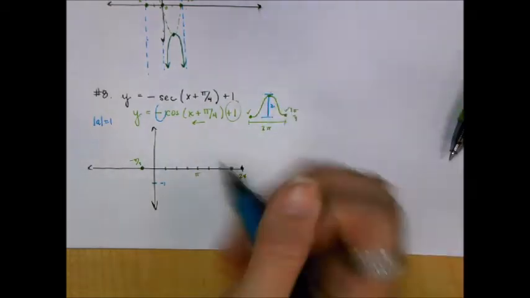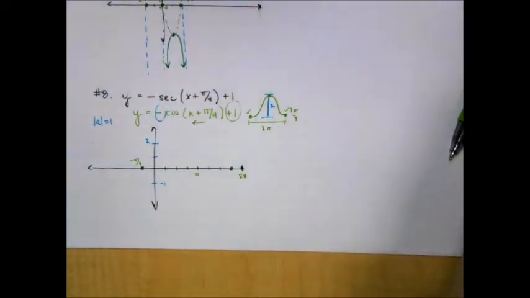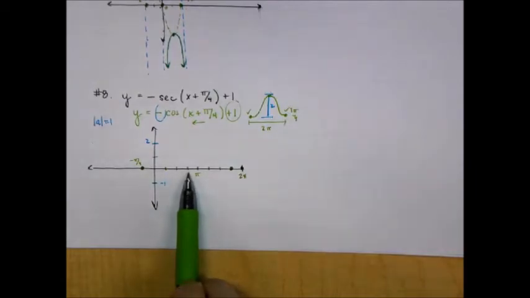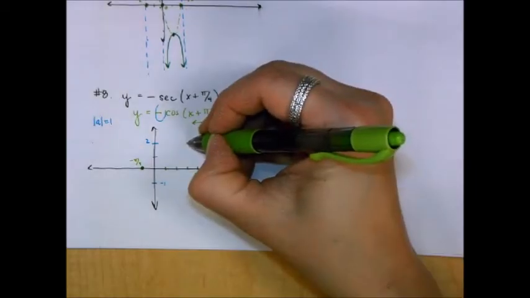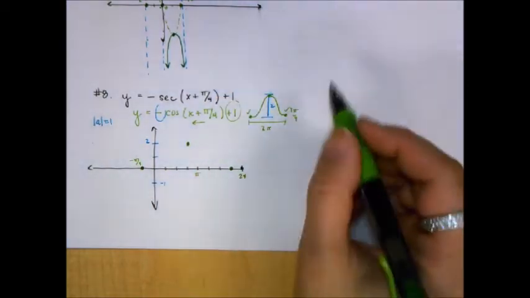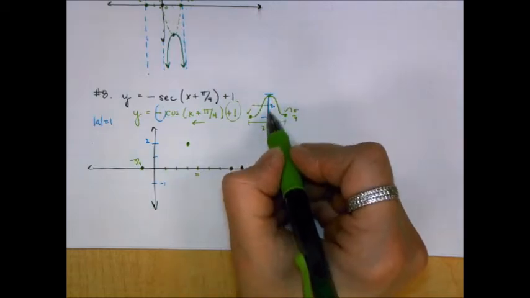So right in the middle of these values is going to be 3 pi over 4. We'll have our maximum right here. If it helps, you can draw in the equilibrium again. That's running right through the middle. So it's that 1 unit up, 1 unit down from the equilibrium. So here we are at y equals 1.